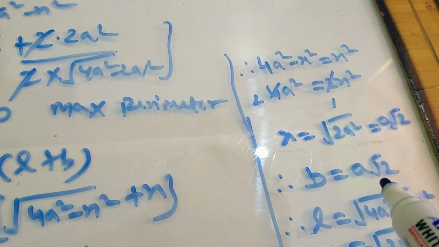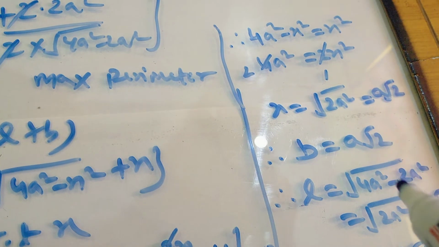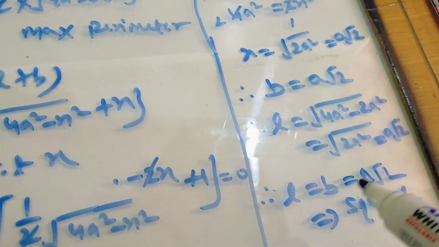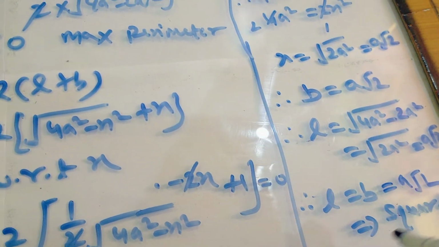So B we can say is a root 2. Length is under root of 4a square minus x square. The value of x square is already 2a square. So it has also come a root 2. So we can say length and breadth both are equal. Hence it has been proved that it is a square. So it is the first part of this question.